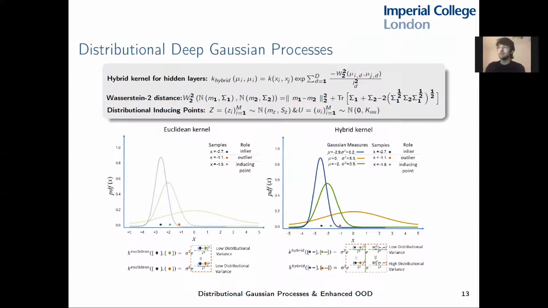And in this kernel formulation, our inducing points are no longer in the Euclidean space, so they are not scalars anymore, but they actually follow a multivariate normal distribution now, because each inducing point location, denoted by Z, needs a mean and a variance for the hybrid kernel.